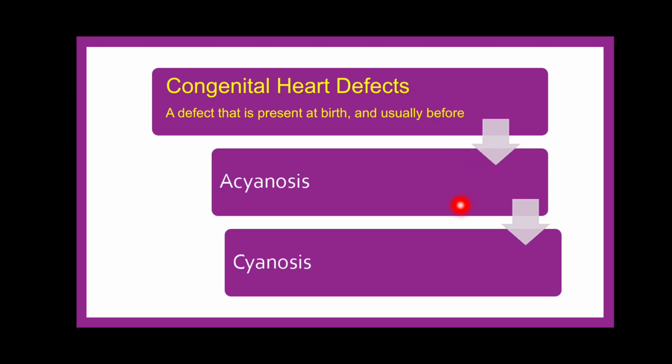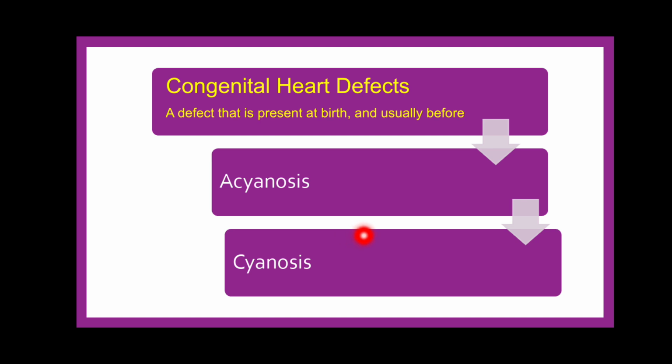These can be of two types: acyanotic congenital heart defects and cyanotic congenital heart defects. So what is acyanosis? As the name suggests, acyanosis means absence of cyanosis, that is, blue coloration. So here there is no feature like blue baby, but in cyanosis there is a presence of the blue baby symptom, that is, the baby will become blue in color.